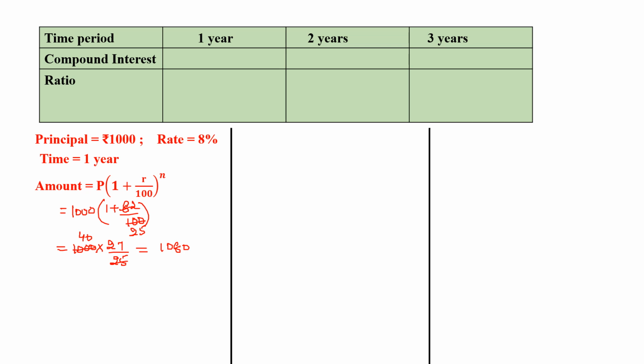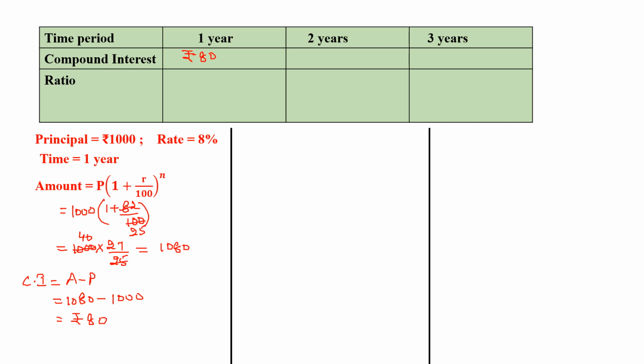Okay, now next you have to find the compound interest. Compound interest is amount minus principal. So it is 1080 rupees minus 1000 rupees. So from here you will get your compound interest as 80 rupees. So I'm going to put the value in the table, which is 80 rupees.